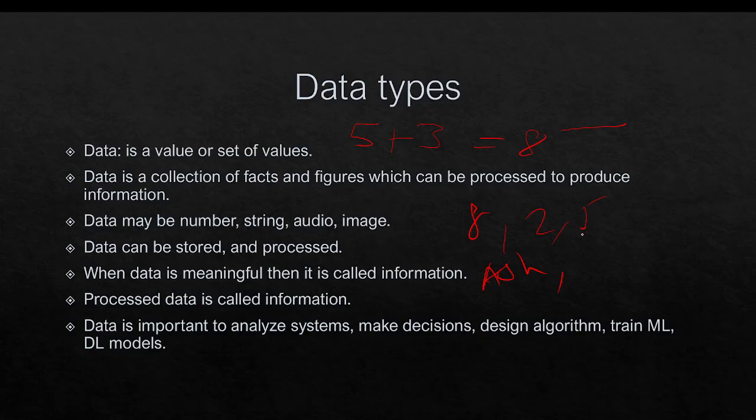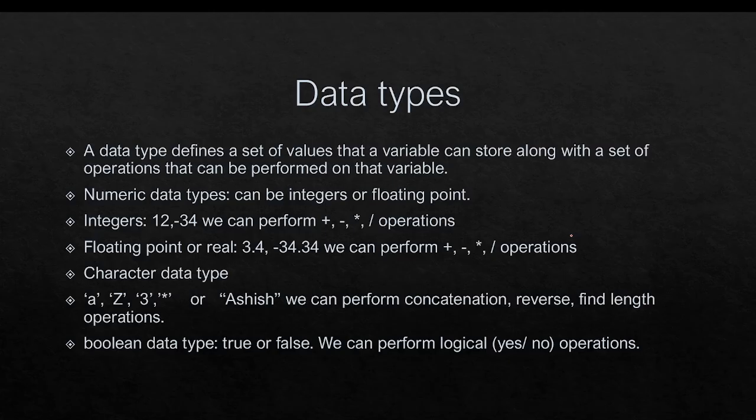Data is important to analyze systems, make decisions, design algorithms, and train machine learning and deep learning models. We have many different types of data. Data with some operations are called data types. A data type defines a set of values that a variable can store, along with a set of operations that can be performed on that data.